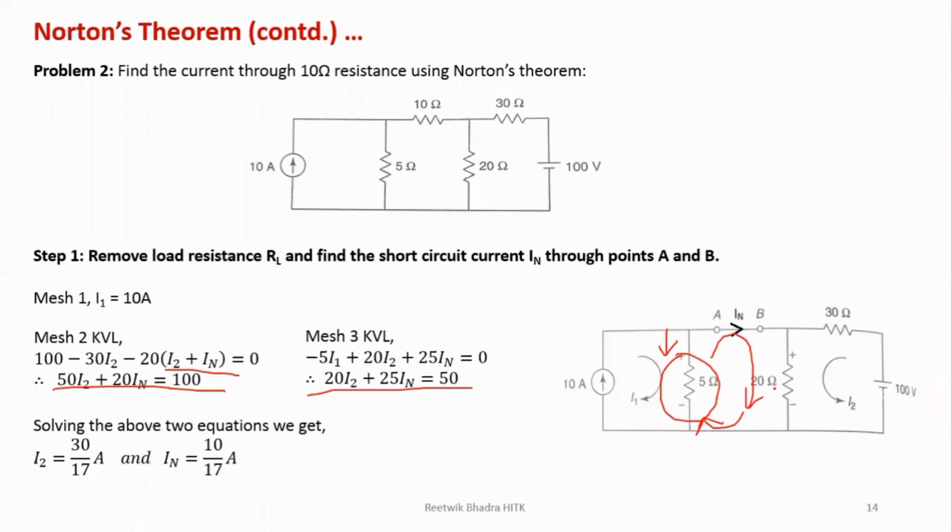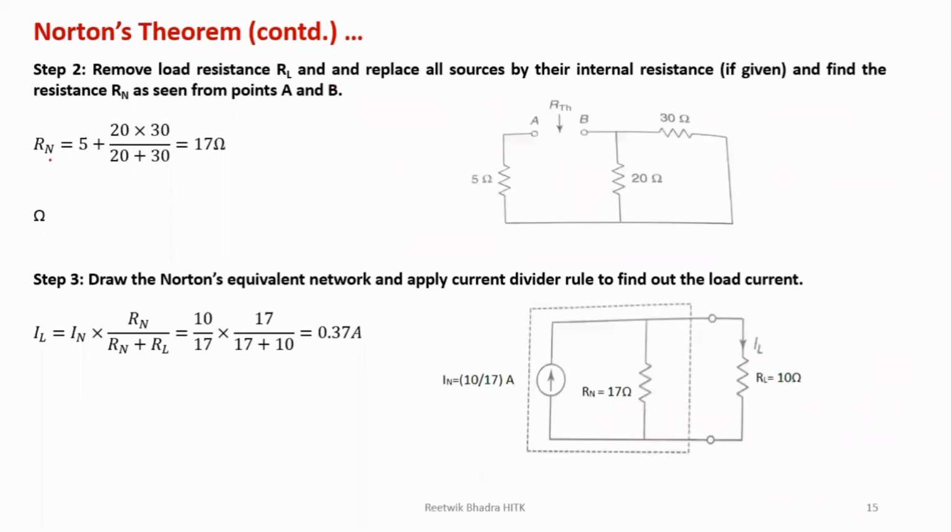Because these are same direction, the current through it will be I2 plus IN, and solve it, you will get I2 this, IN this one. Okay, so IN will be 10 by 17 ampere. Now next, same procedure, Rn will be this one. Remove this, Rn will be this one. So if Rn is this one, the Rn and Rth are the same. So instead of Rth, you will just use Rn over here, and the Rn value will come as 17 ohm only because Rth and Rn are the same.